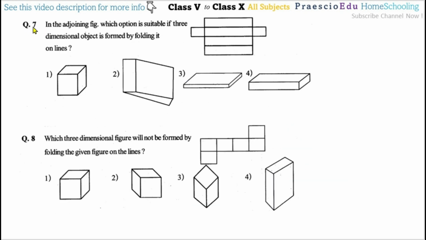Then question number 7, in the adjoining figure, which option is suitable if a three-dimensional object is formed by folding its lines? So this is now given in netting, options 1, 2, 3 and 4. So all can be, suppose this is folded here and this is folded here, so these lines are the folding lines.